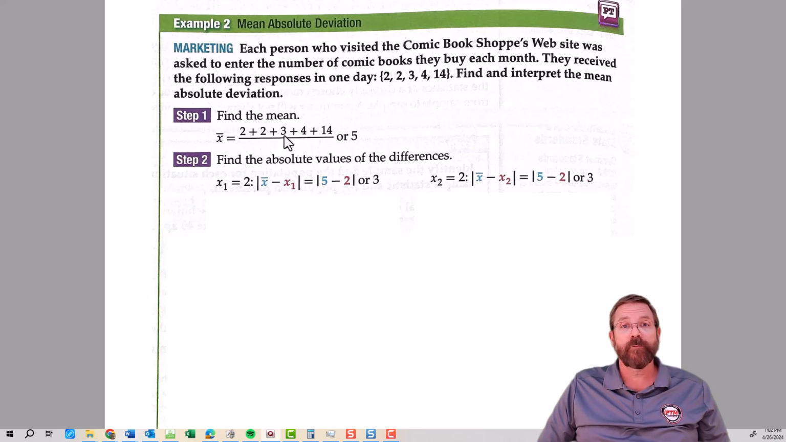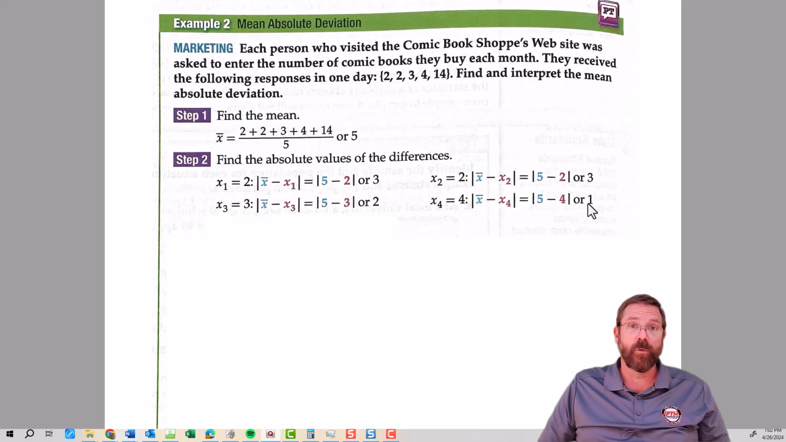Our third data value is 3. So x sub 3 is equal to 3. The mean minus x sub 3: the mean was 5, x sub 3 was 3, and that gave me 2. And then here we have x sub 4, which we saw was 4. So the mean minus x sub 4 gave you 5 minus 4, or a difference of 1. And then we have our wildcat out there. X sub 5 was equal to 14.